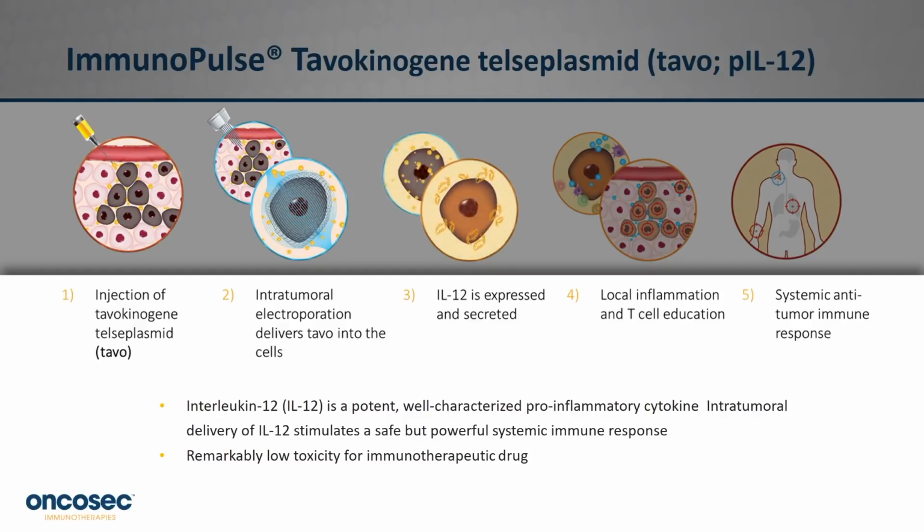Inside the cell, the Tavo is transcribed by the cell, and the cytokine IL-12 is produced. IL-12 is a pro-inflammatory molecule that stimulates a local immunological response inside the tumor. This local response then becomes a systemic immune response, attacking cancer throughout the body.